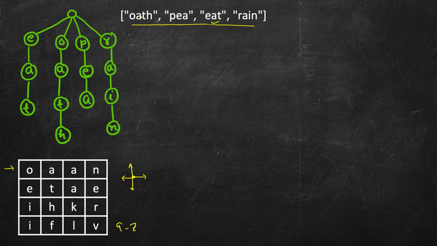So for example, you can see that OATH is present here, so we should return that this word is present. Your output will be only a subset of this. So we will start from here, O, and we will see if there is a branch corresponding to O in the trie or not. If O is not there, there is no branch, then we will return and continue to the next cell. But here we see that we have a branch corresponding to O.